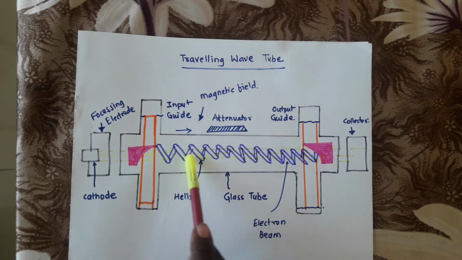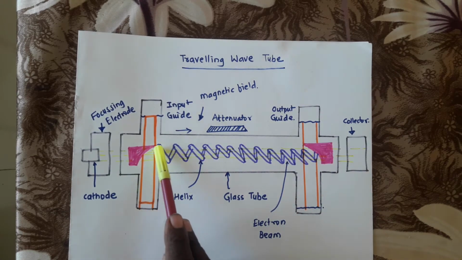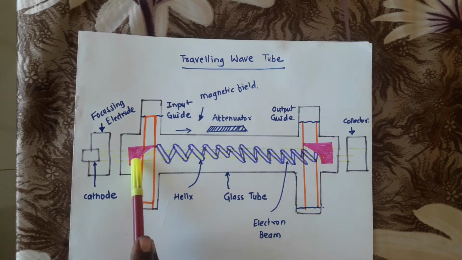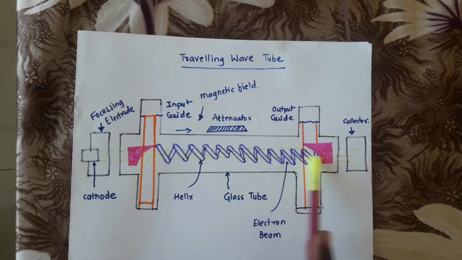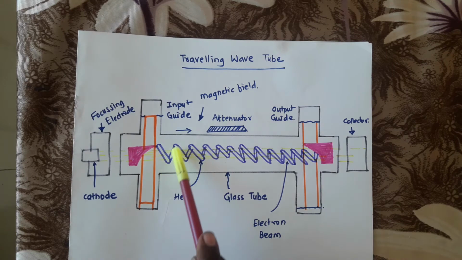So here we are observing some helix-like structure. Because of this helix-like structure, the RF field is propagated through it, and the electron beam is passed exactly through the center of this helix. So there is continuous interaction between the electron beam and the RF field.